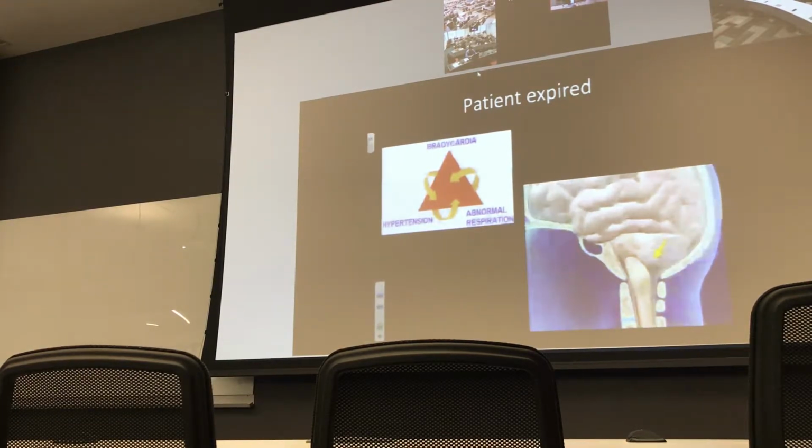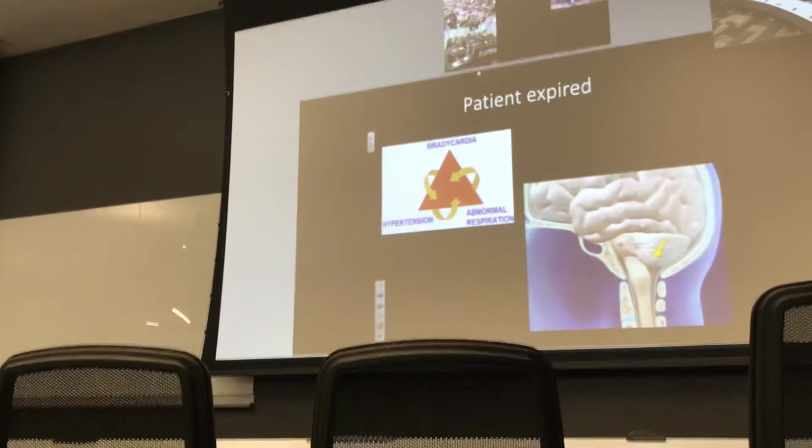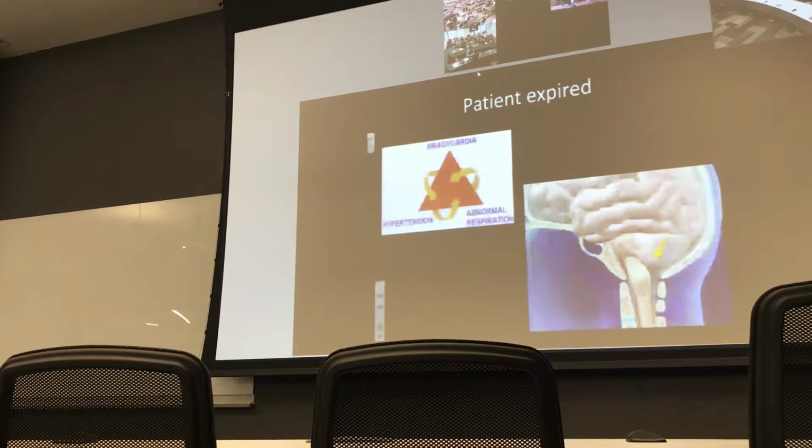At the bedside, what that looks like is a patient that, so with sepsis, you talk about hypotension and tachycardia, whereas Cushing's triad or brain herniation is the opposite of that. They become hypertensive and bradycardic. And they become hypertensive because their body is trying to perfuse the brain in an attempt to not herniate.